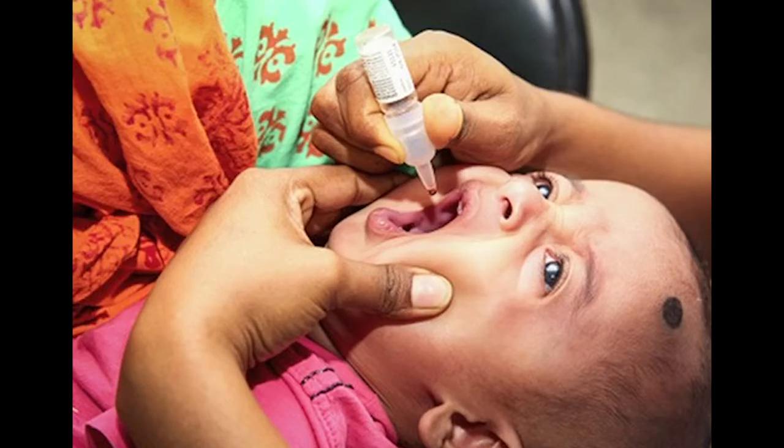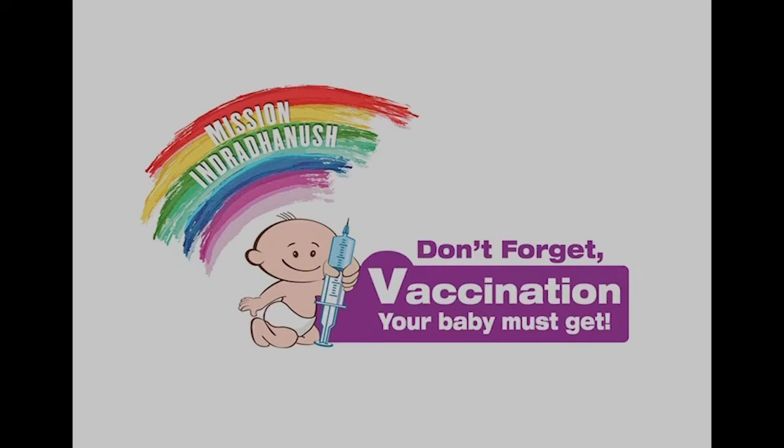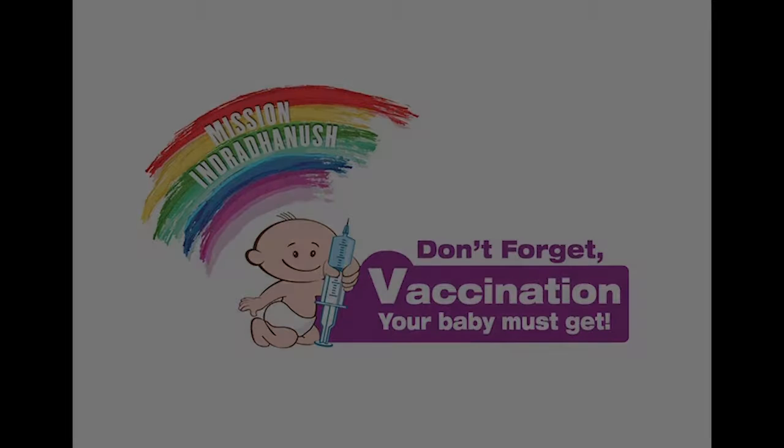The objective of this program: the Pulse Polio initiative was started with an objective of achieving 100% coverage under oral polio vaccine. It aimed to immunize children through improved social mobilization, plan mop-up operations in areas where polio virus has almost disappeared and maintain high level of morale among the public. The next program is Indradhanush.